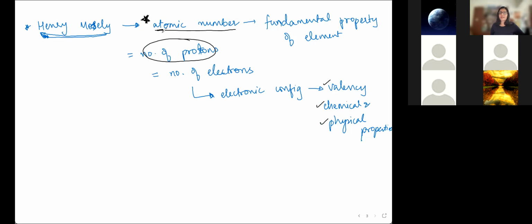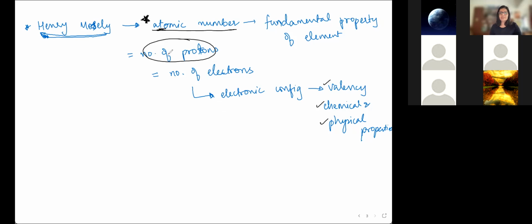Whether it is going to be a metal, a non-metal or a metalloid, whether it is going to be very reactive or unreactive, all of that, its whole thing is decided completely by the atomic number. And why atomic number? What is the relation?